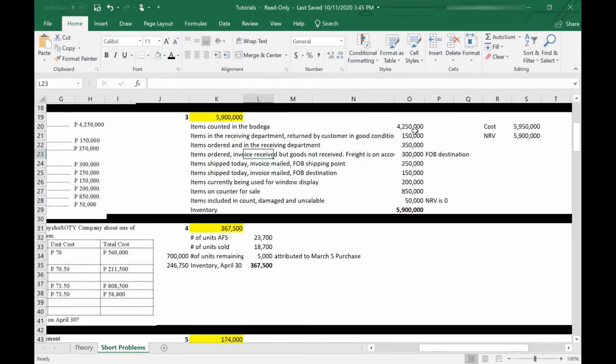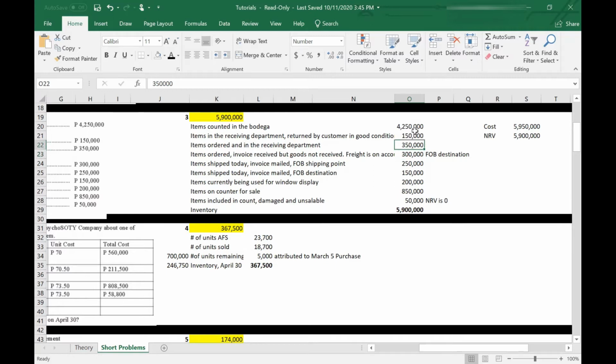Freight is on the account of whom? It's on the account of the seller. If the freight is on the account of the seller, it means that the freight term is FOB destination. If that is the case, then goods in transit would not be inventory as far as the customer is concerned. So for this problem, we simply ignore the 300,000 pesos. We don't deduct it from 4,250,000. We just ignore it. Why?